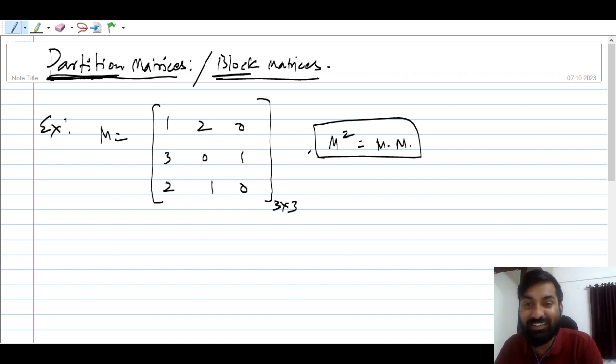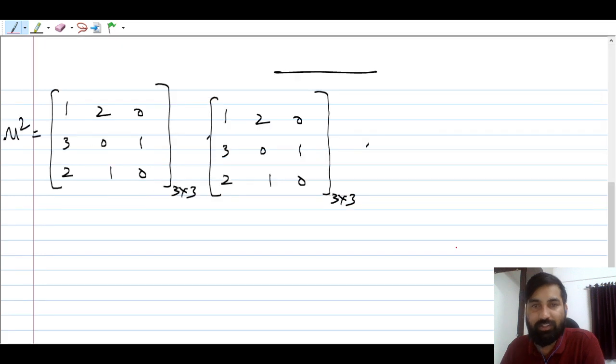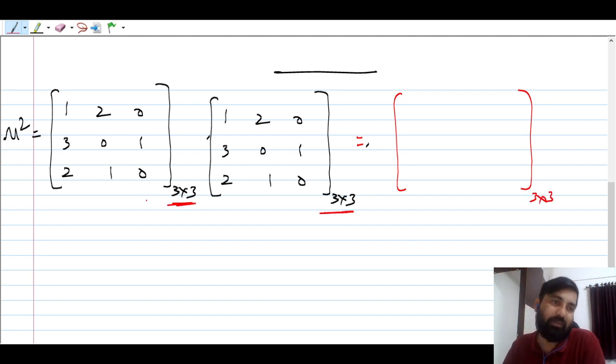If they ask you, can you multiply two matrices, then it will be very hard to multiply if you go for the conventional method, like what I am about to do now. How do you multiply two matrices? What will the resultant matrix be when you find M square? If you multiply this, the resultant matrix will be a 3 by 3 matrix only, since they are square matrices.